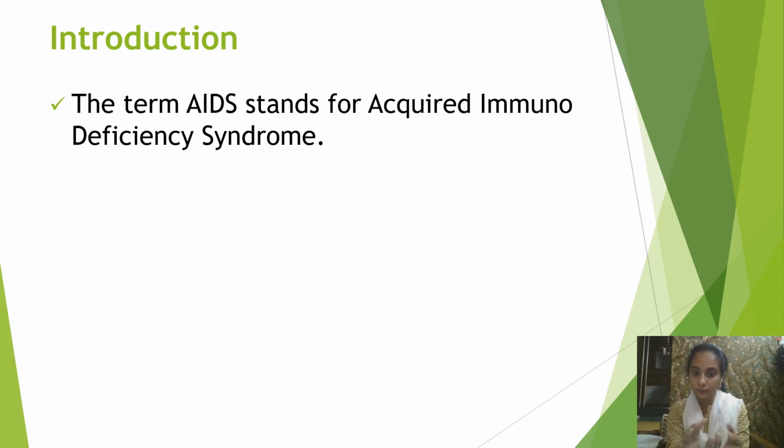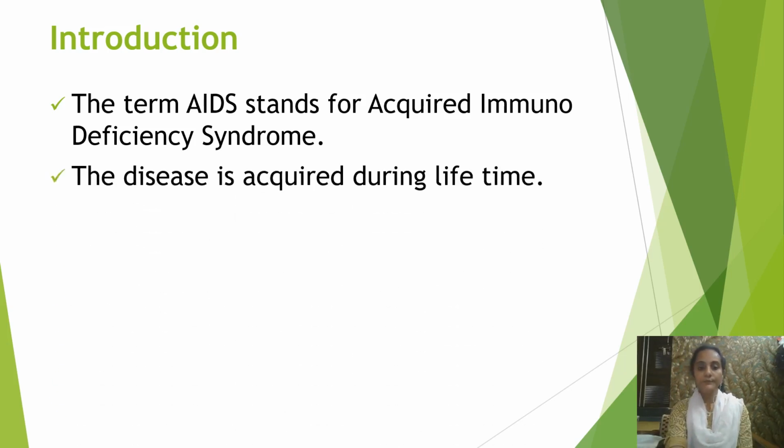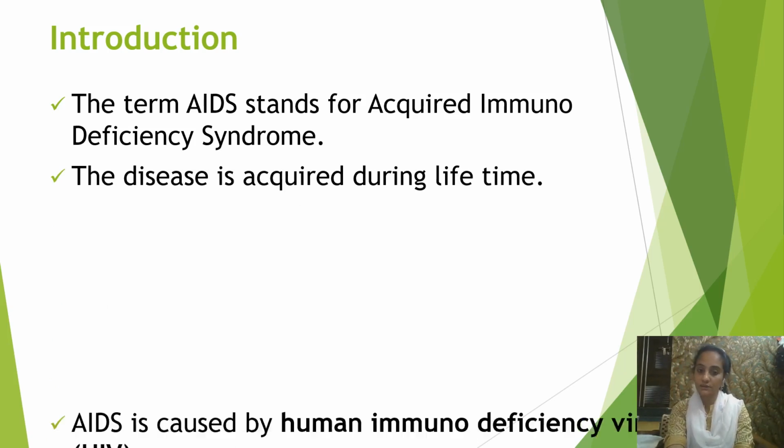That is the full form of AIDS: acquired, that means we get it during our lifetime, and immunodeficiency, which means we are deficient in immunity, and syndrome means a group of symptoms. Clear? The word is clear. So this disease is acquired during our lifetime, so it's not a congenital disease.